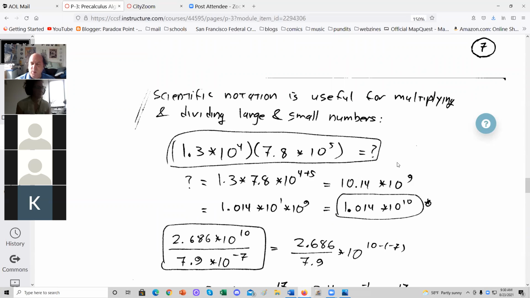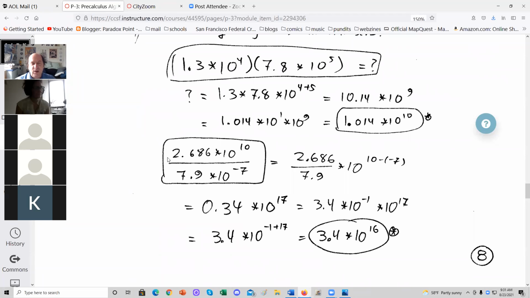But this is not quite in scientific notation because this is not between 1 and 10. We write this 10.14 as 1.014 times 10 to the 1st. That multiplied with this, you add the exponents, you get 1.014 times 10 to the 10th. So that's this multiplication.